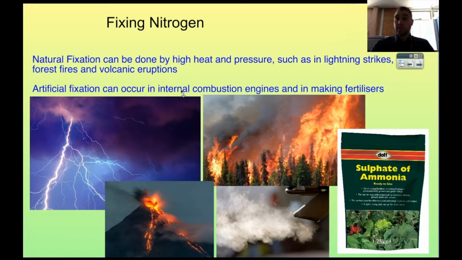Artificial fixation can occur in internal combustion engines, where you have high heat and nitrogen gas going in and reacting with other gases, such as oxygen in the atmosphere. We can also make fertilizers that have nitrogen in a fixed form, and this is done using a chemical process too. Down here we have ammonium sulfate, which is a fertilizer. It's good to add to plants because it has this ammonia, and that ammonia gets broken down by bacteria and turns into nitrites and nitrates that can then be used by plants.